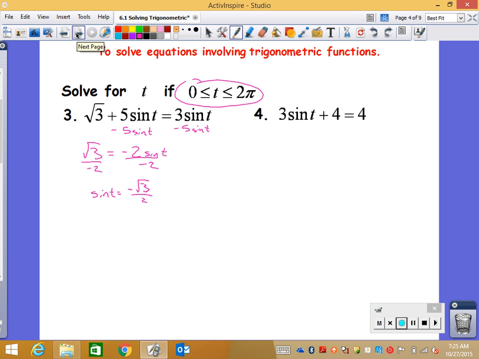When we do that, I end up getting that t is equal to, well, I'm pi over 3 past 1 pi, so 4 pi over 3, that's my 240 degree angle. My 300 degree angle is a pi over 3 short of 2 pi, or 5 pi over 3.